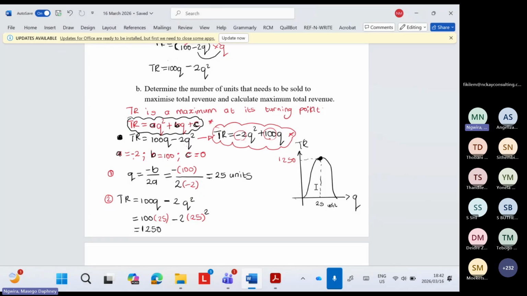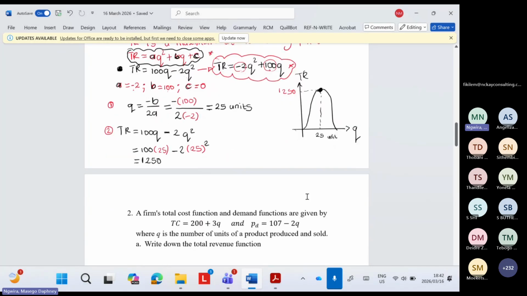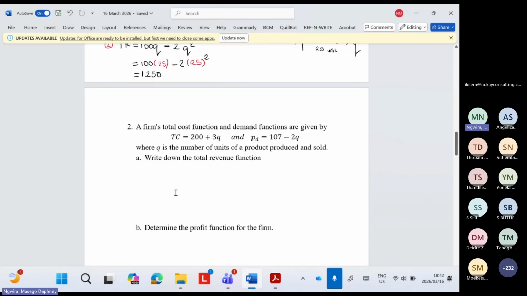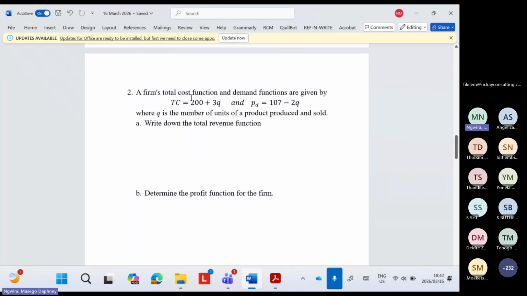Okay, let me move to the second example. They're saying that a firm's total cost function and demand function are given by TC equals 200 plus 3Q, and PD equals 107 minus 2Q. So this is the demand function, and this is the total cost function, where Q is the number of units of a product produced and sold.